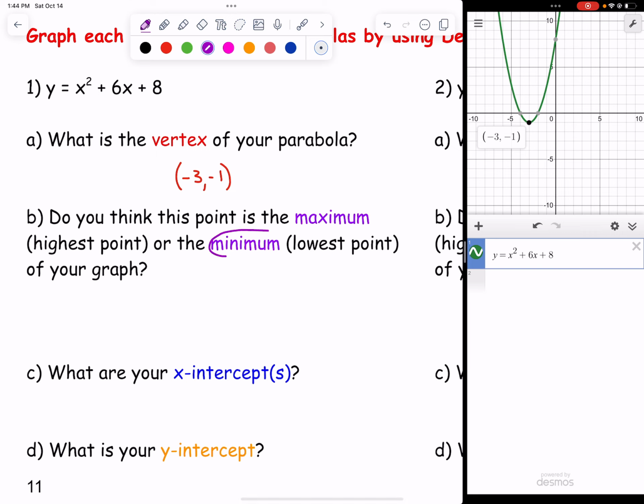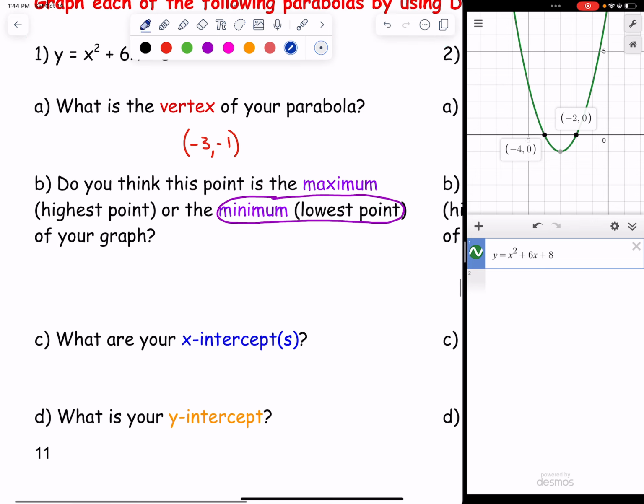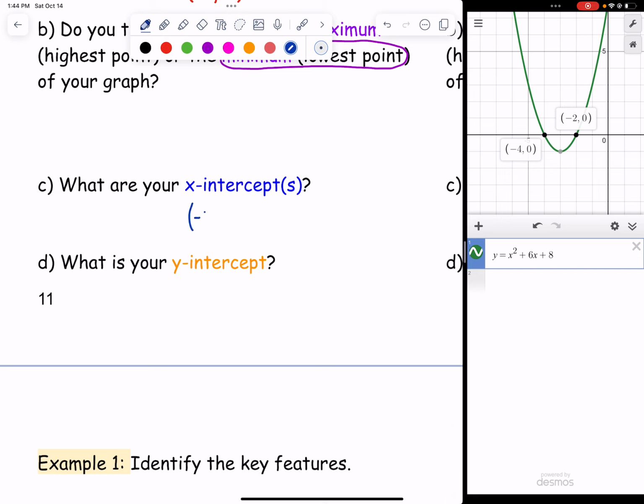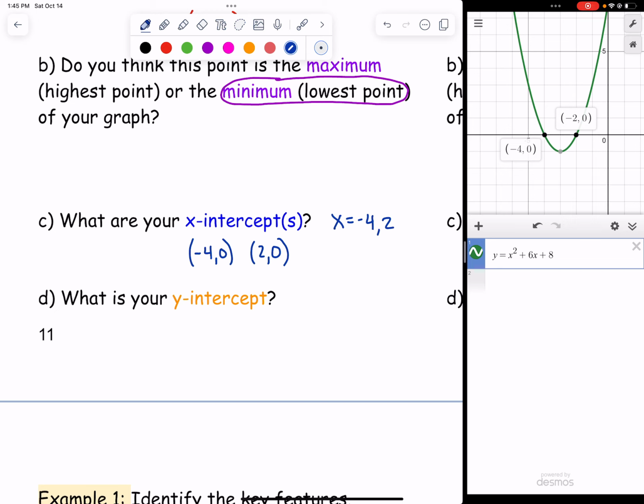It is the minimum because it's the lowest point on the graph. There's not a point on our parabola that's any lower than that point. And then it says, what are your x-intercepts? So I'm going to click off the vertex and just on those x-intercepts. That would be (-4, 0) and (2, 0). If we were solving this quadratic function, we would just say x equals -4 and 2. But if we want to name the intercepts, we name them as a coordinate since they're a point on the graph. So that's a good thing to make a note of.